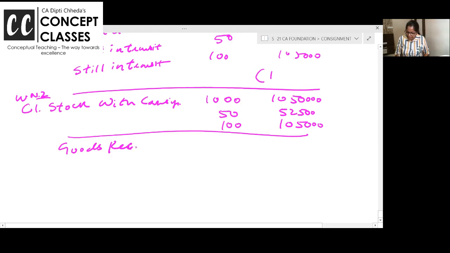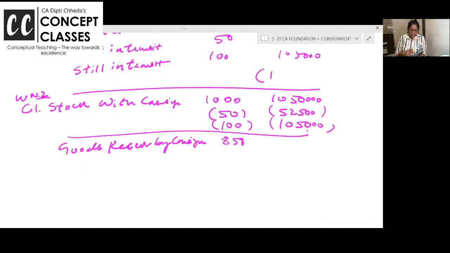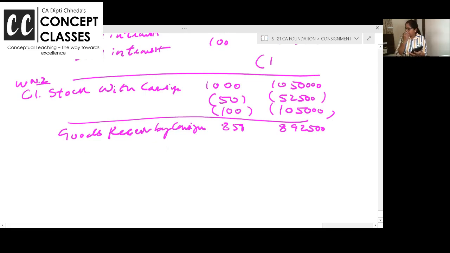Goods received by consignee. Are you all writing with me? Whatever I write, I say it loudly. Goods are received by the consignee. How many goods did we get? 850 units. At what rate? 10,50,000 minus 52,500 minus 1,05,000. 892,500.